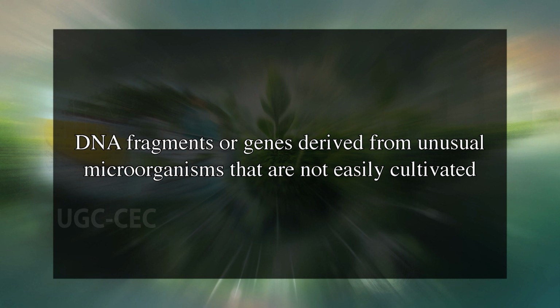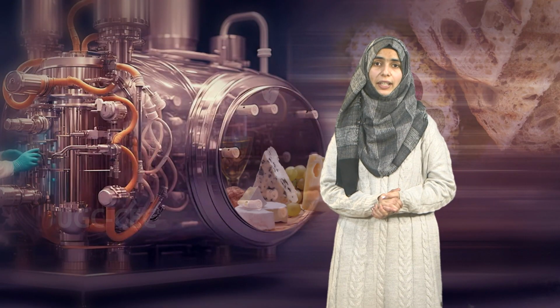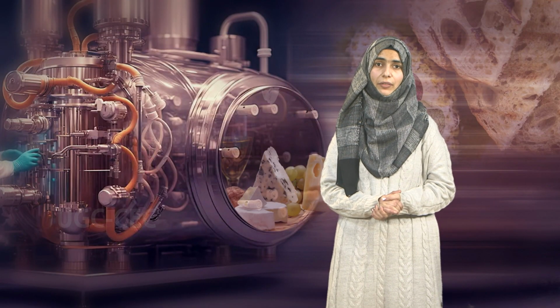DNA fragments or genes derived from unusual microorganisms that are not easily cultivated, that is, recalcitrant microorganisms, can be transferred into easily cultivated or surrogate microorganisms, and the resulting mixing and matching of genes encoding biosynthetic machinery offers the opportunity to discover new or modified molecules or drugs. This could be of great significance in antibiotic discovery.